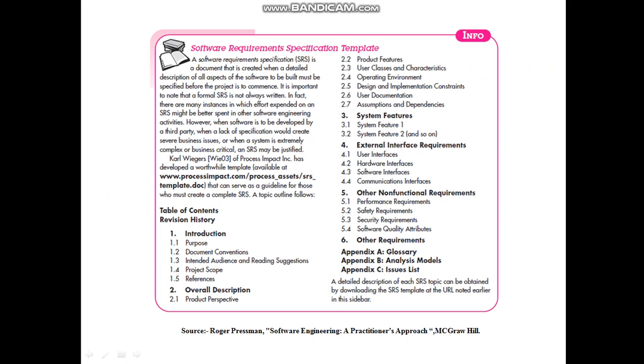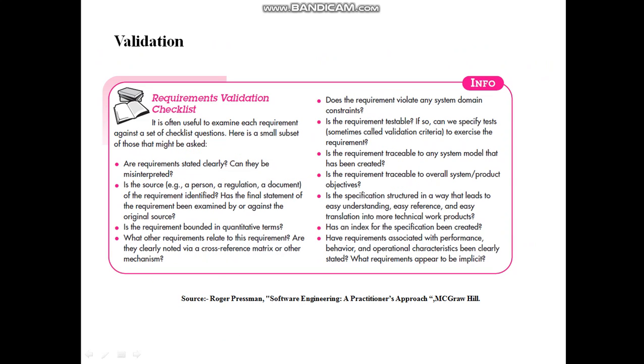this is a software requirement specification template. This template I took from Roger Pressman's book. So here we can see the table of contents. In that they mention the introduction, purpose, document conventions, the scope of your project, references, and then in the overall description they mention product perspective, product features, user classes, existing features, then external interface requirements, which are user, hardware, software, and communication interfaces. In non-functional requirements they mention performance, safety, security requirements, software quality assurance, and so on. And this is the requirement.